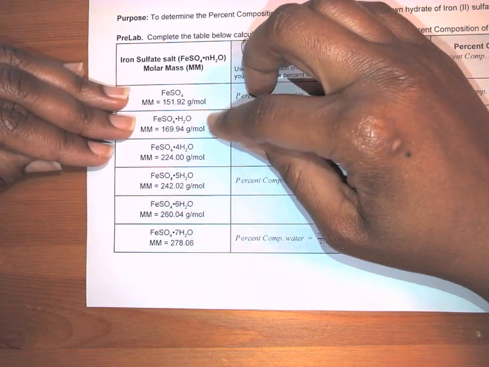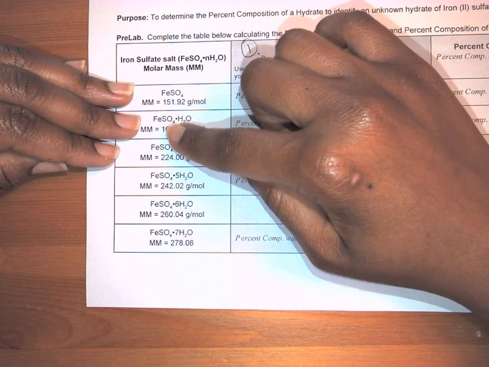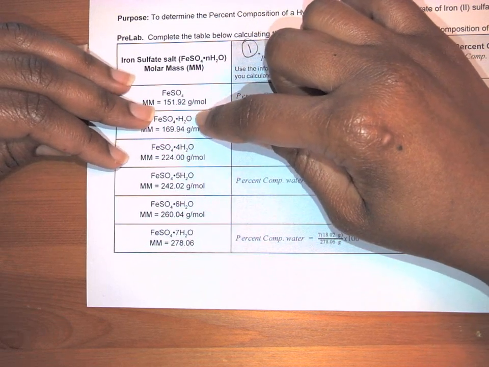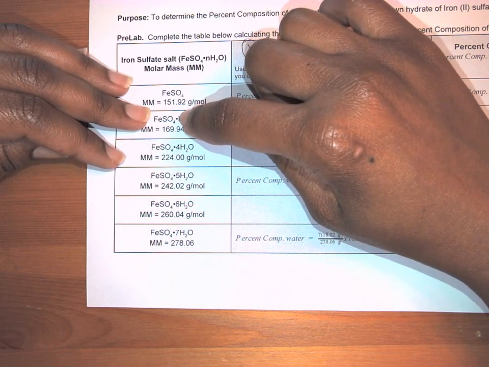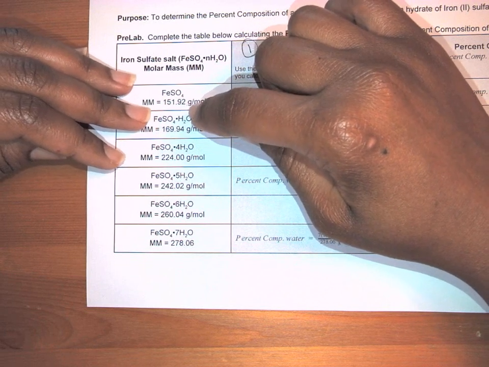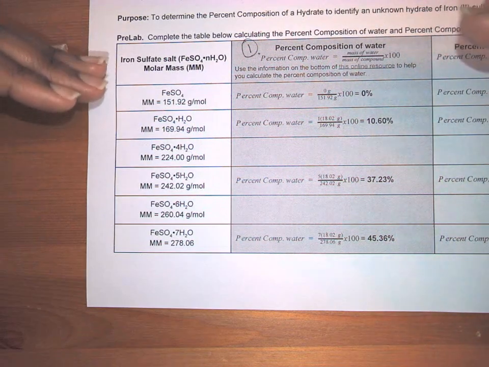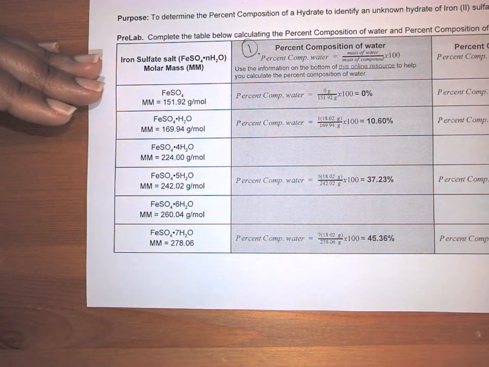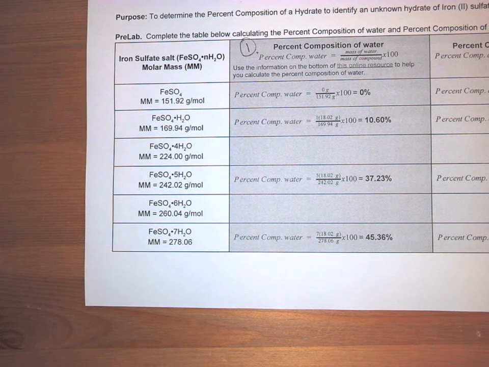Now, because these waters are in a particular ratio, like for example in this hydrate, it's one ionic compound to one water, and we know that because the number in front of the H2O is an invisible one, so it's a 1-to-1 ratio. Because they have a specific ratio, they have a specific percent composition of both the water and the anhydrous salt. So what you're going to do in your lab today is you're going to gather some data.